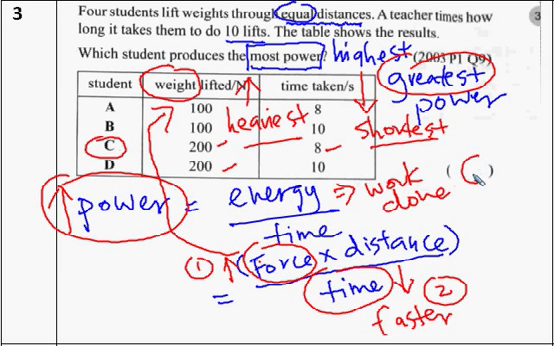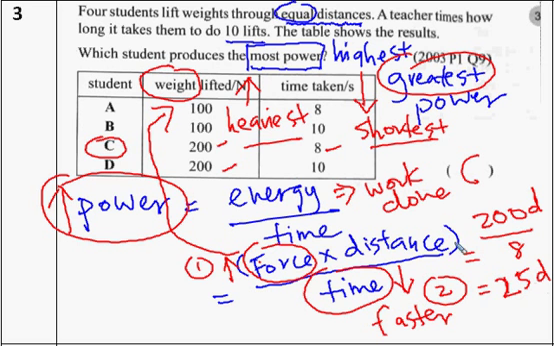If you can't understand this method, there's another method called putting in numbers, by trial and error. So if power equals force times distance over time, the alternative is I can put in the numbers. For option C, 200, ignoring the distance because all of them have the same distance, over 8. If I press my calculator, I get 25d.